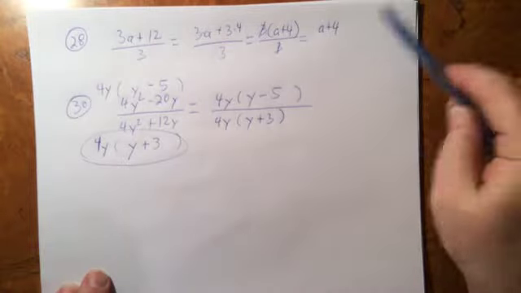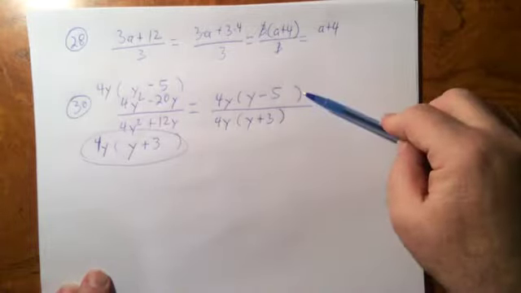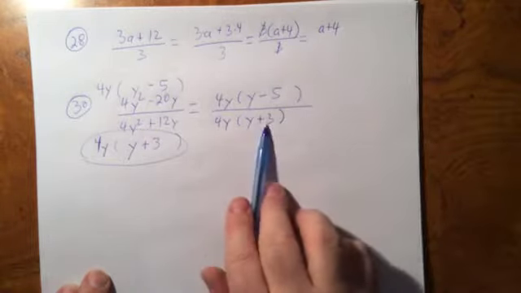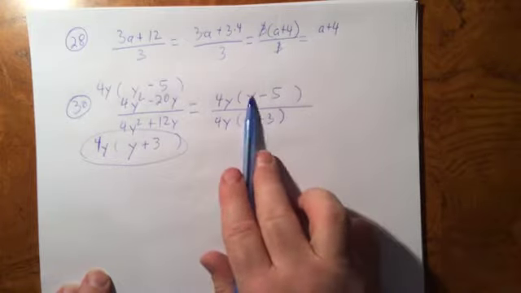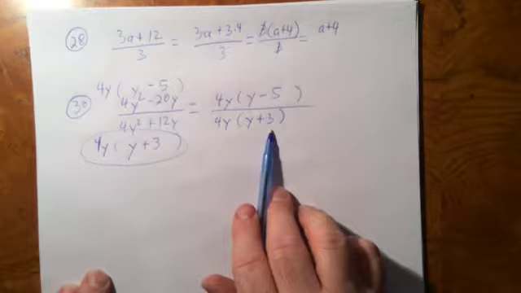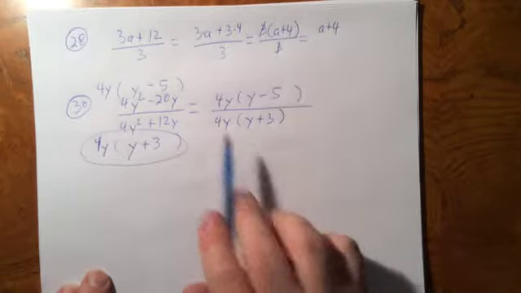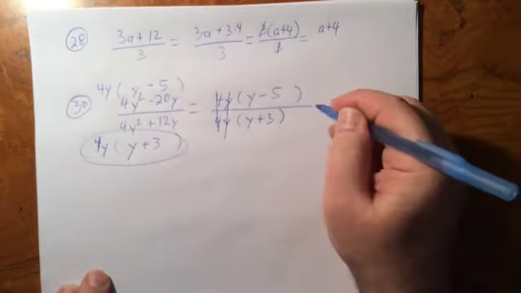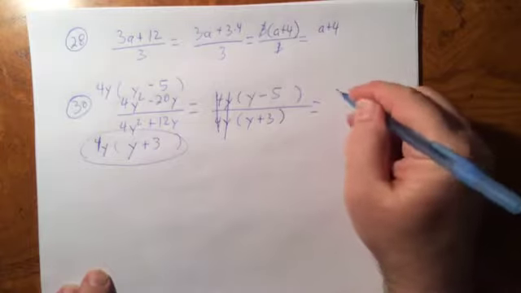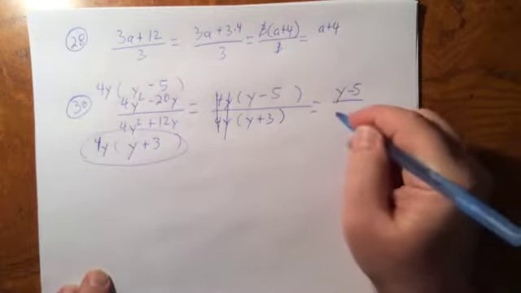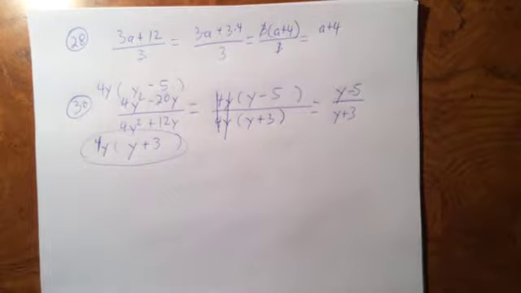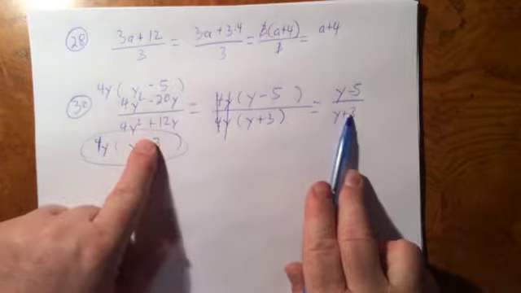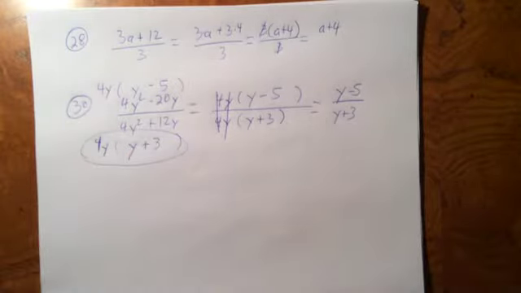So looking at this now, we have 4y times y minus 5 over 4y times y plus 3. The binomials, in order to reduce them, would have to be identical: both the first term, the second term, and the sign between them. We don't have that, so we cannot reduce these. However, we have a 4 that will reduce and a y that will reduce, so we can reduce these. And this should yield us the answer of y minus 5 over y plus 3. And this is the original fraction expressed in simplest form.